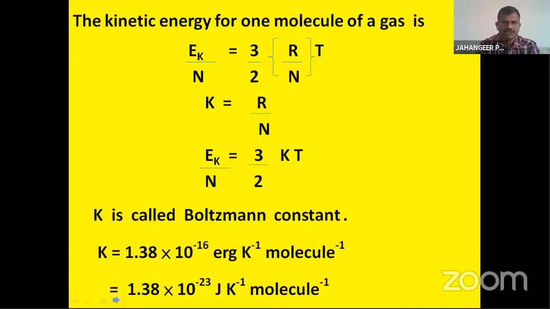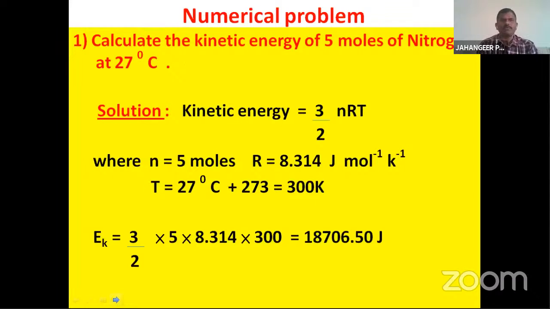Based on this kinetic energy, we'll do one problem. This numerical problem is also most important from a 2 marks point of view. Calculate the kinetic energy of 5 moles of nitrogen at 27 degrees Celsius. Coming to the solution, we just derived the kinetic energy formula. Kinetic energy of gas is equal to 3 upon 2 nRT. n means number of moles, R means universal gas constant, T means absolute temperature.